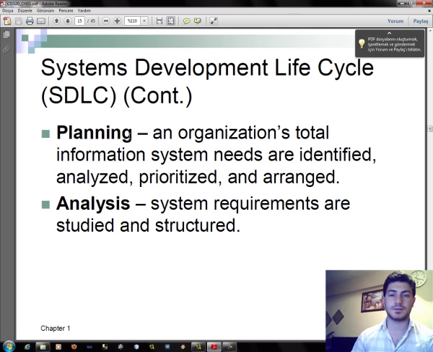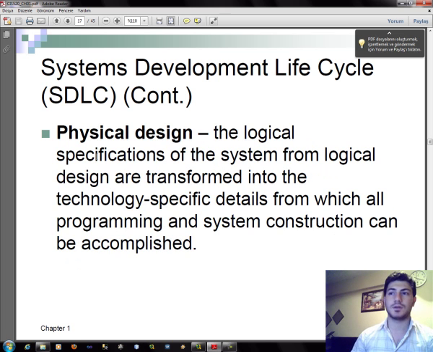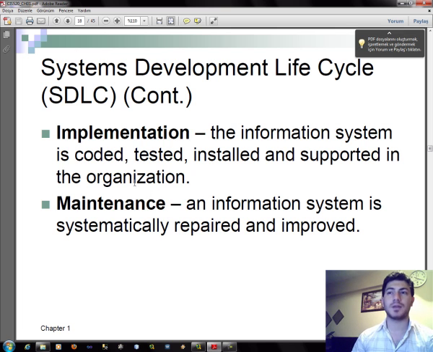Now I will explain each phase. Planning: an organization's total information system needs are identified, analyzed, prioritized, and arranged. Really important phase. And second one, analysis: system requirements are studied and structured in this step. And third one, physical design. Last time I said design, but you see it's physical and logical design. In this part I'll tell you about physical design: the logical specifications of the system from logical design are transformed into technology-specific details from which all programming and system construction can be accomplished. And the other one, implementation: the information system is coded, tested, installed, and supported in the organization. And last one, maintenance: an information system is systematically repaired and improved.